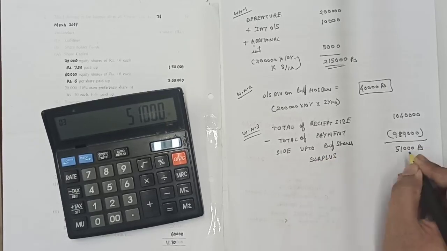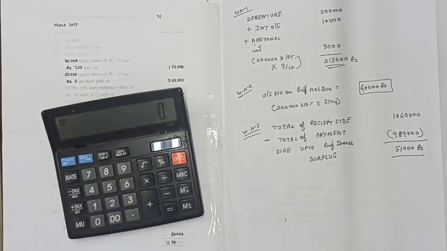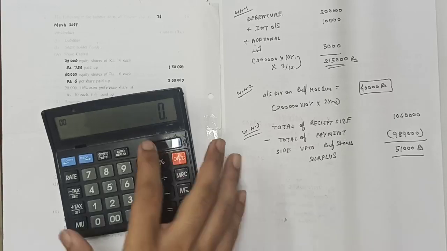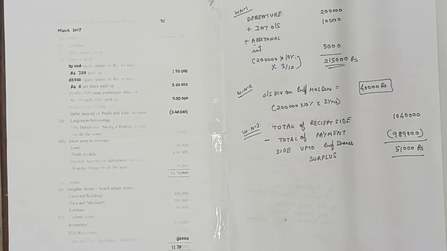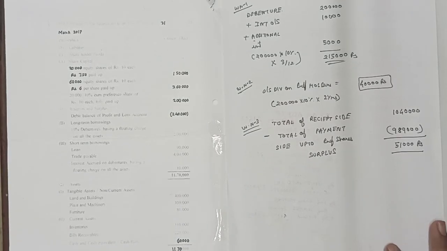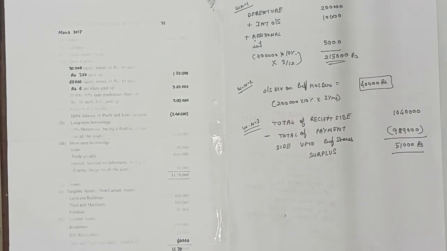That gives me the surplus of 51,000 rupees, right? I hope it is clear to each and every student, right? Fine. So till the previous sum, if anyone can find out the difference, in the last two sums which we did of University 2019, there was a deficiency even to pay the preference shareholders, right?